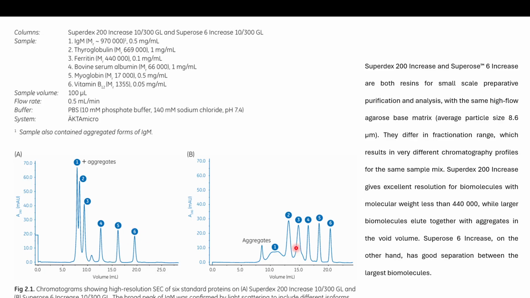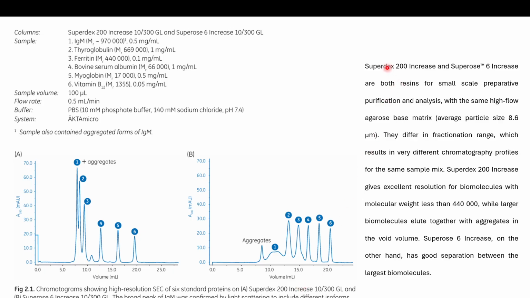Similarly, this is another Superose 6 Increase SEC resin. It has a completely different elution and resolution profile. Based on your molecule of interest, the biomolecule that you wish to purify, and its molecular weight, you can use this profile to find out the elution volume of your protein of interest.